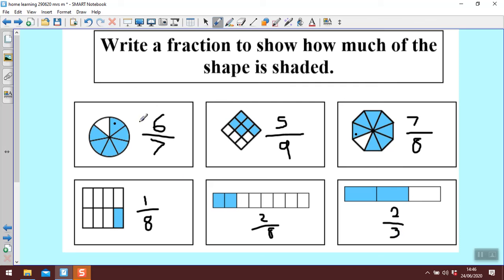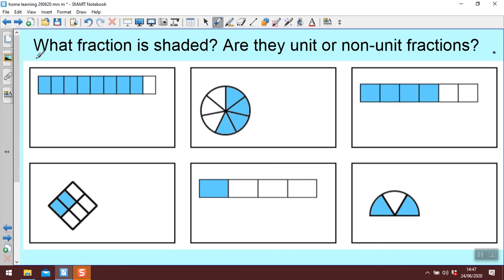Is this a unit or a non-unit fraction? This is a non-unit fraction, non-unit fraction, non-unit fraction, because they've all got a number greater than 1 as its numerator. What's this one? This is a unit fraction, because 1 is its numerator. That's a non-unit fraction, and that's a non-unit fraction. This is your last slide. I'd like to know what fraction is shaded and are they unit or non-unit fractions. Pause the video while you do this.